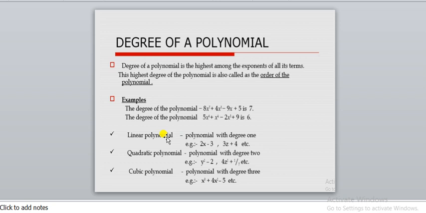First, the linear polynomial: a polynomial with degree 1. A polynomial whose degree is 1. For example, 2x minus 3.